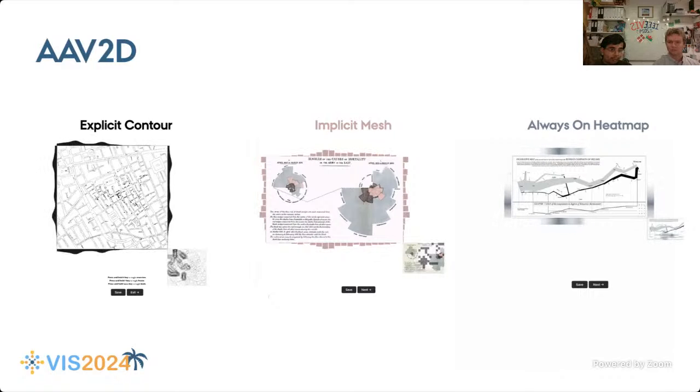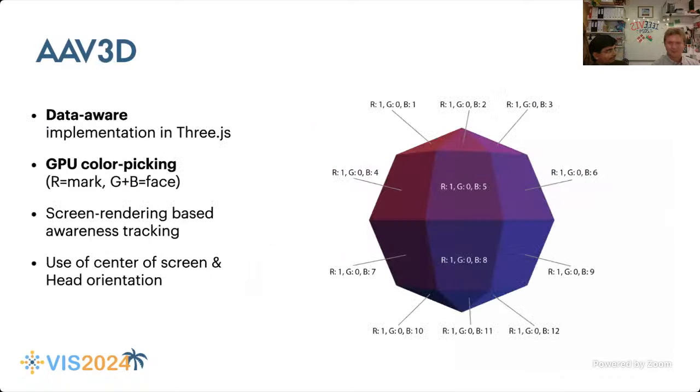So let's move on to 3D implementation. Shall we? So our 3D implementation is data aware, which means it has knowledge of the underlying data as well as the visualization. This allows the system to react based on the user's attention on the visualization itself. Our 3D implementation is built using Three.js and uses GPU color picking to determine which elements the user is focusing on. And on the right, you can see an example of this.